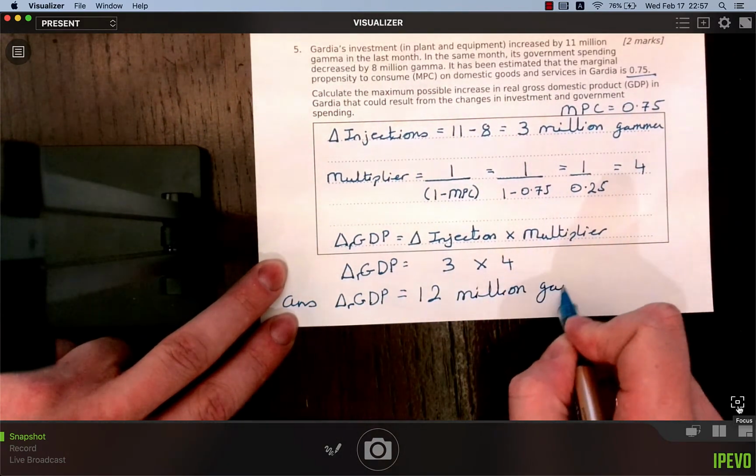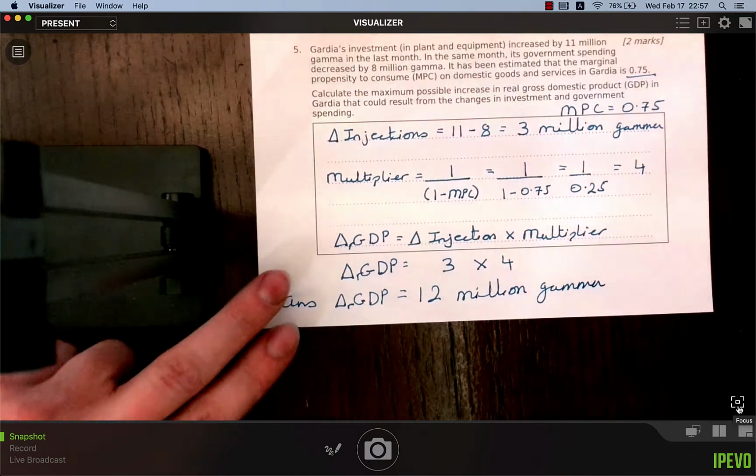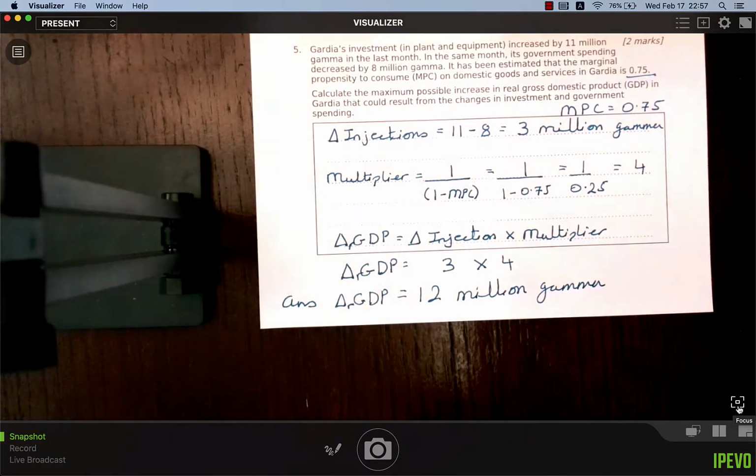Okay, guys, that's the end of all of the mathematical questions for paper 3 on the Keynesian multiplier.